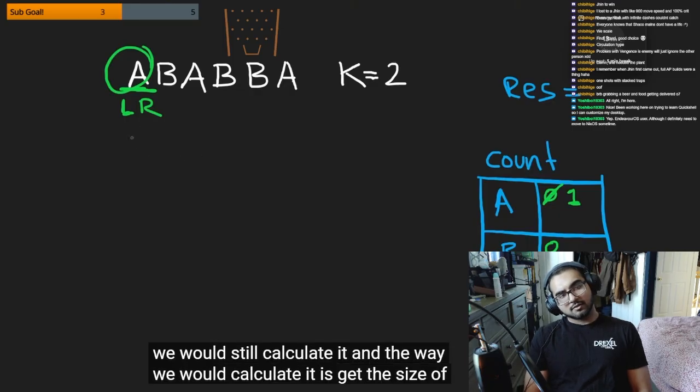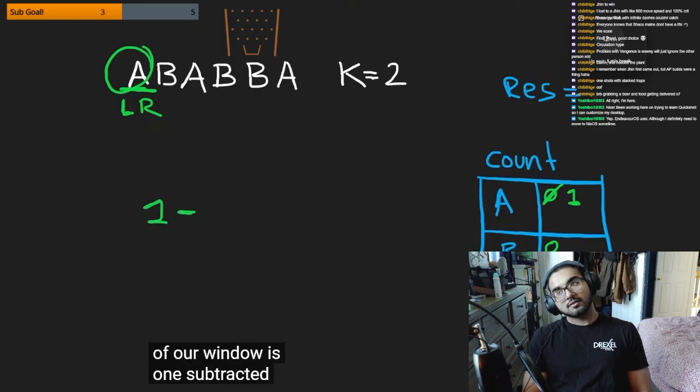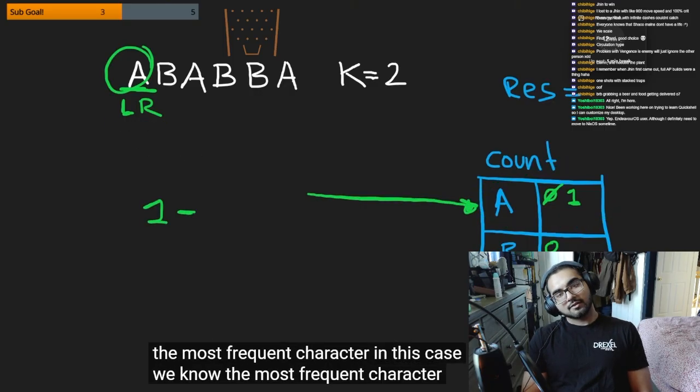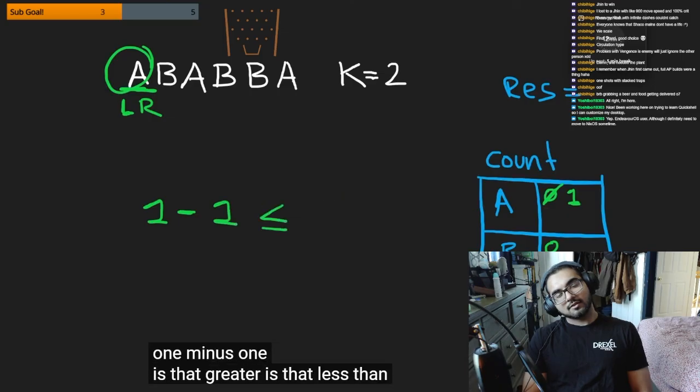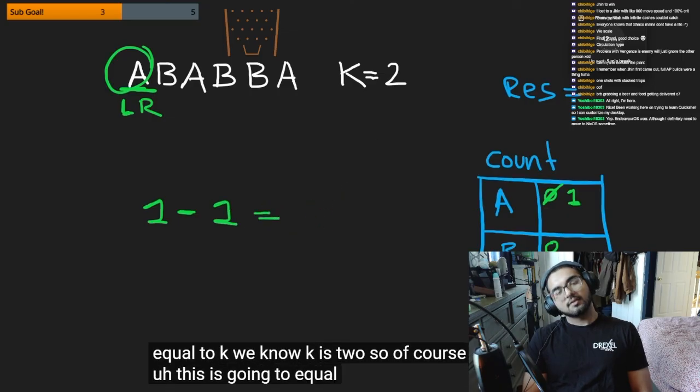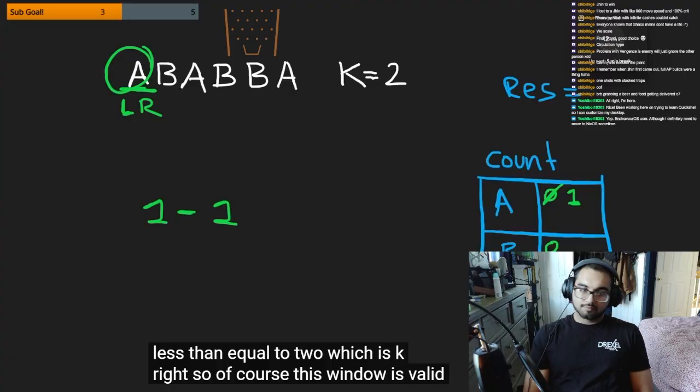And the way we would calculate it is get the size of our window. Right now we can see the size of our window is 1, subtracted by the count of the most frequent character. In this case, we know the most frequent character is A. 1 minus 1, is that less than or equal to K? We know K is 2, so of course this is going to equal 0. 0 is less than or equal to 2, which is K, right? So of course this window is valid.